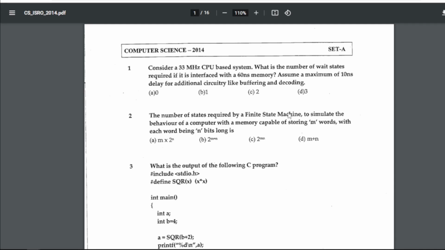So basically a wait state is the delay experienced by a computer processor when accessing external memory or another device that is slow to respond. So total memory access time would be 60 nanoseconds plus 10 nanoseconds, that is equal to 70 nanoseconds, right?